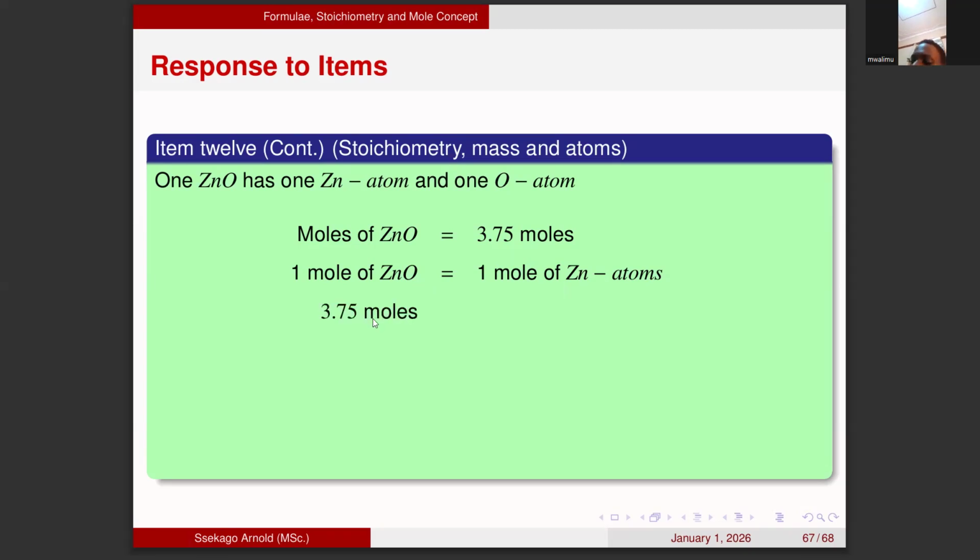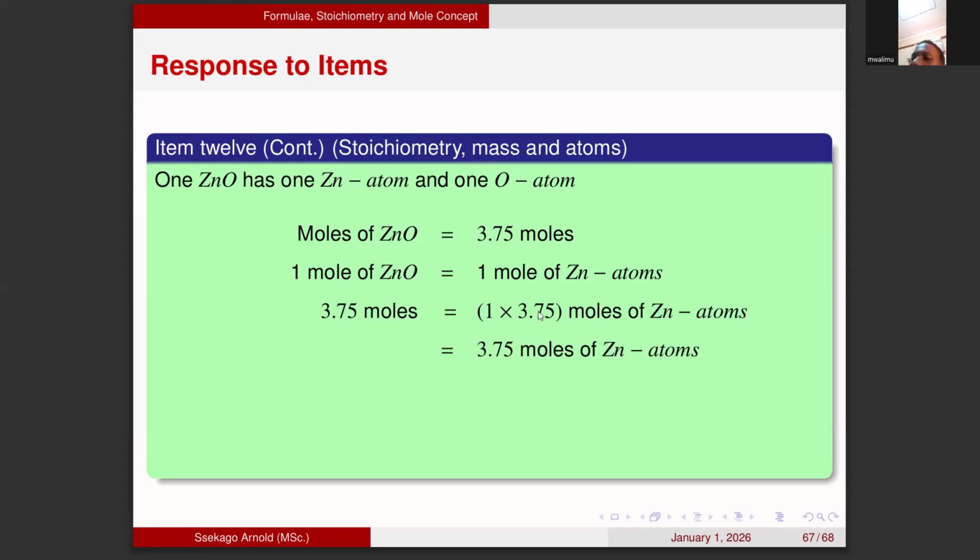Therefore, what of the 3.75? If one has 1, therefore 3.75 will also be having 3.75 moles of zinc oxide. Yes. So I have moles of zinc atoms. So if 1 mole of zinc oxide has 1 mole of zinc atoms, then 3.75 moles of zinc oxide will equal 1 times 3.75 moles of zinc atoms, and this will still be 3.75 moles of zinc atoms.